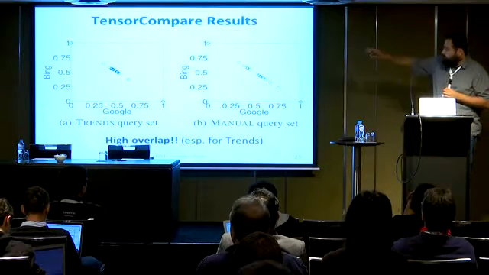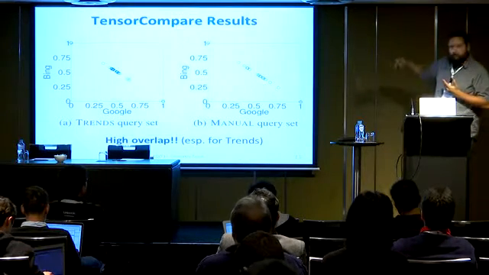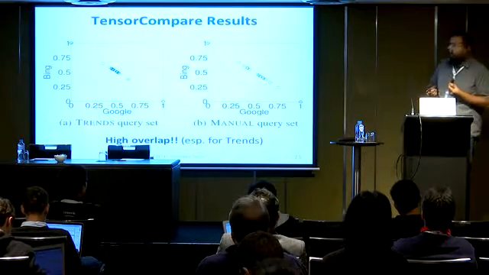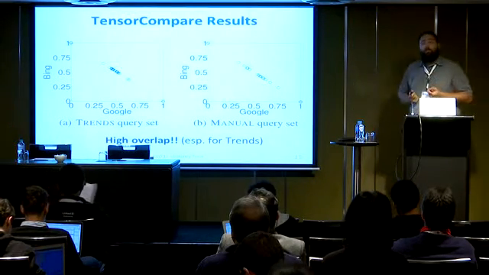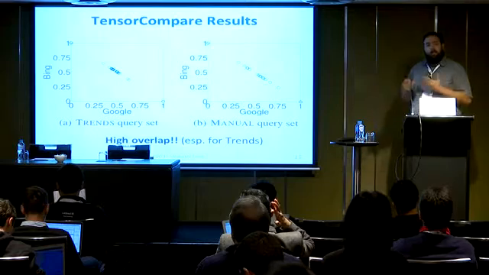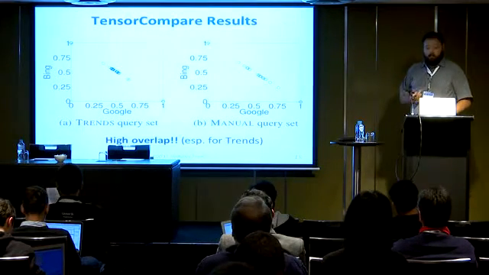On the flip side, on the other side, we have the trunk set, where you see that the dots are a little bit more dispersed, but there still is some concentration on the 0.5, 0.5. And so the takeaway here is that there is a significant amount of overlap, especially for the head queries.